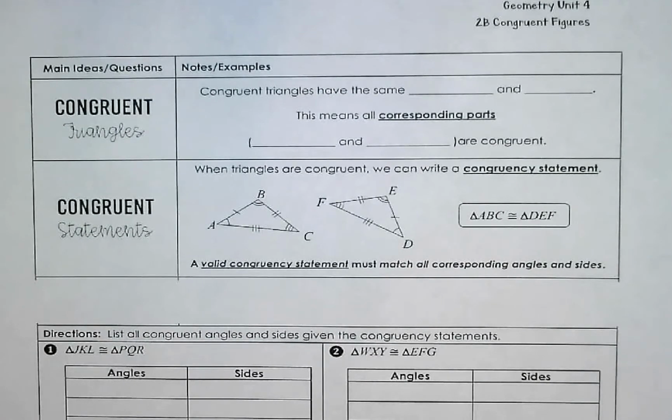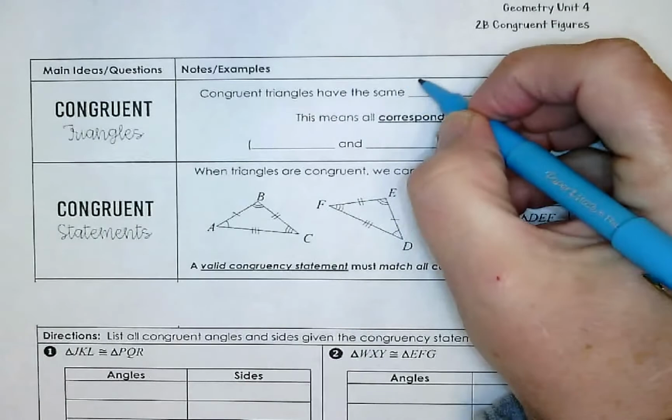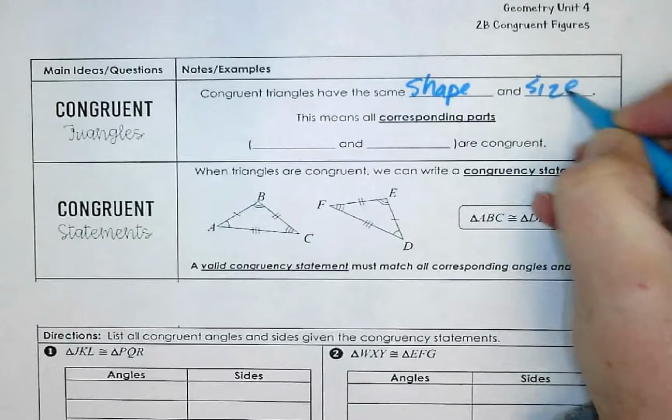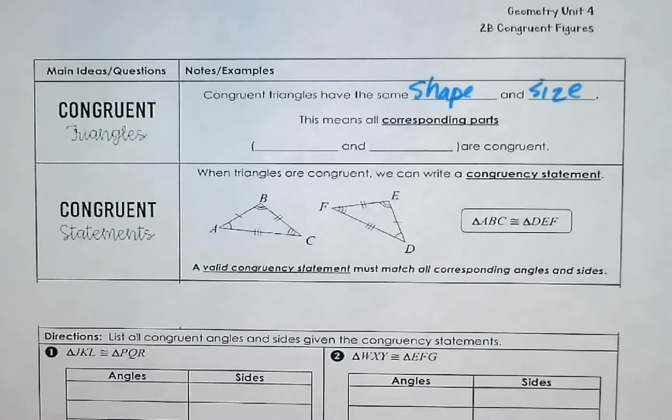So congruent is another word similar to the word equal, except congruent triangles are going to be the same shape and the same size. Same shape and the same size. They're like patterns of each other. If I have one on top of the other, they're exactly the same.